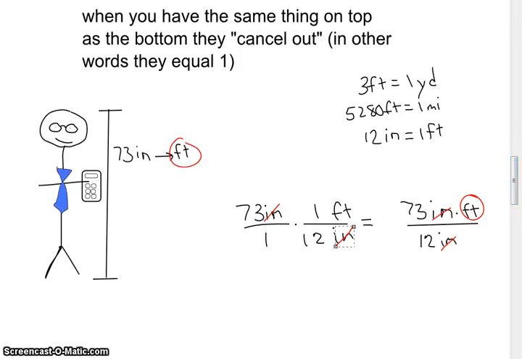Well, when I do the math, if I'm not mistaken, when you take 73 divided by 12, you end up with 6.08, and the units left over after canceling everything out are feet. So when you look at how tall I am, 73 inches is equivalent to 6.08 feet. So that's almost 6 1/10 feet.